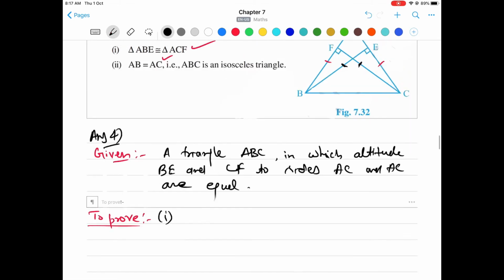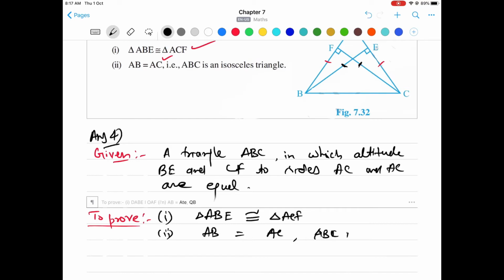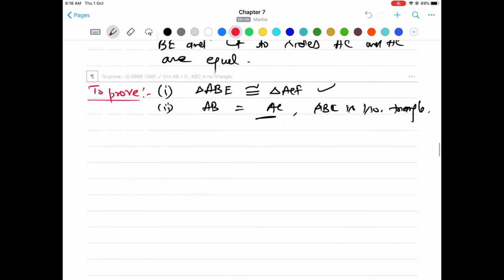First one is that triangle ABE is congruent to triangle ACF. Second, we have to prove that AB is equal to AC, and that ABC is an isosceles triangle. Once you prove that these two triangles are congruent, by simplicity these two sides will be equal. So we have to prove that ABC is also an isosceles triangle. Now let's start the proof.